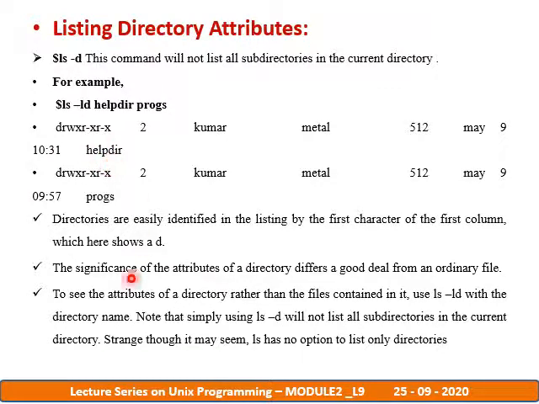Okay, so directories are easily identified in the listing by the first character in the first column, which here shows as D. If it is hyphen, it indicates that it is a regular file. The significance of these attributes of a directory differs a good deal from the ordinary file. To see the attributes of a directory rather than the files contained in it, you just use ls -ld with the directory name. So simply you use ls -d, which is not going to list all subdirectories in the current directory.